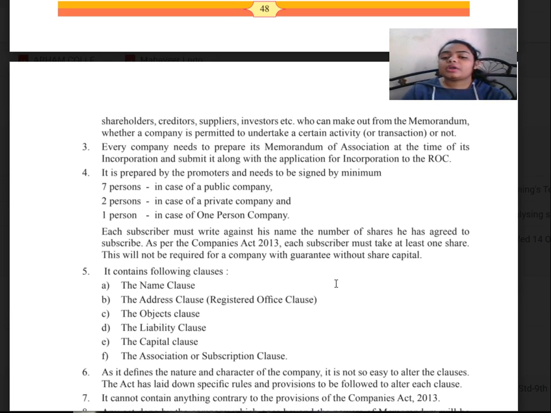So, whatever shares have been taken by the promoters, they have to write their name and the number of shares they have agreed to subscribe. So, all these things should be mentioned in the memorandum of association.